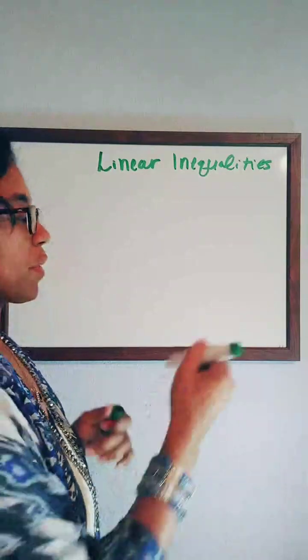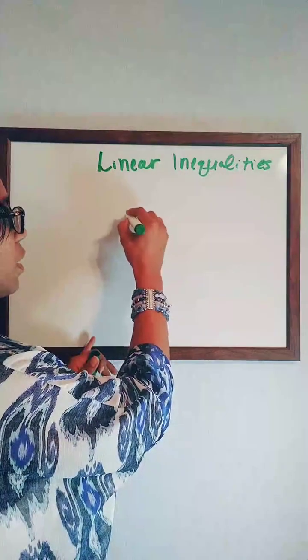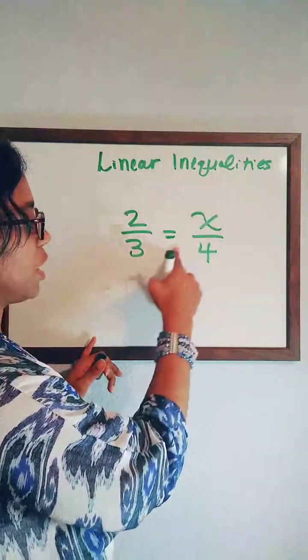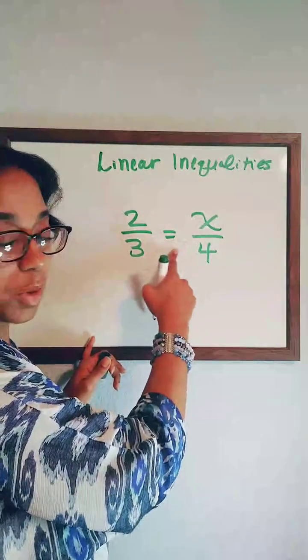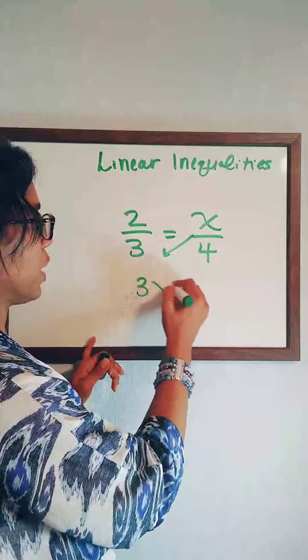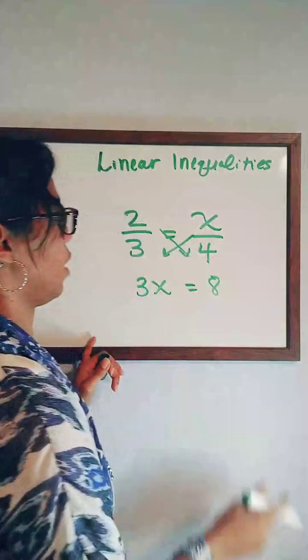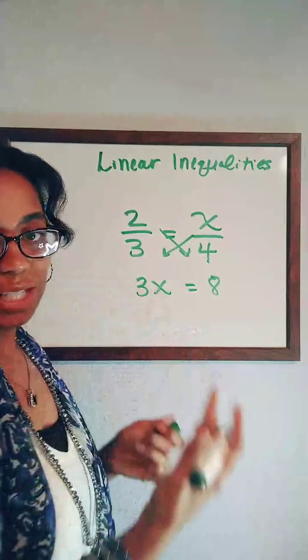The cross multiply for me is like, for instance, if you had 2 over 3 is equal to x over 4, and you needed to know what this missing number was, then you would do 3x is equal to 8, and then you would divide. So that's how you would do that.